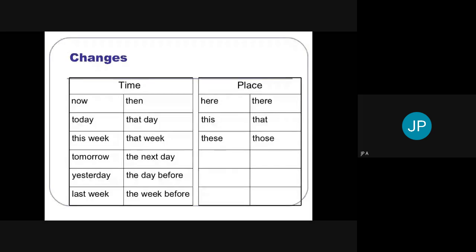Yesterday will become the day before. Last week will become the week before. Then about places, here we will meet here. He said that we would meet there and now. The places also change. Here will become there. This will become that. These will become those. Okay, so these are the changes that happen with the place, etc.